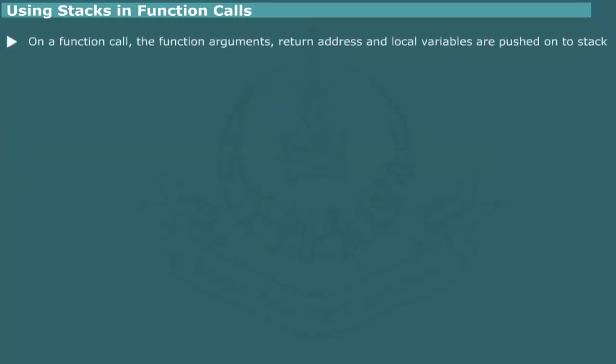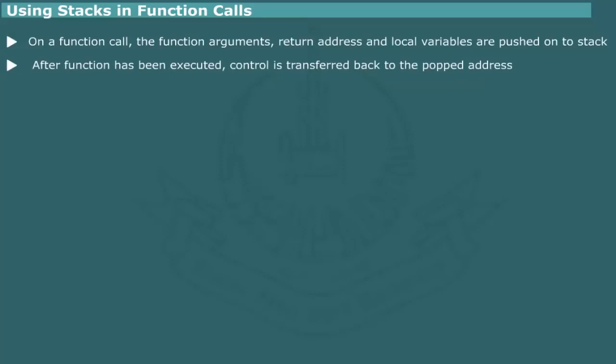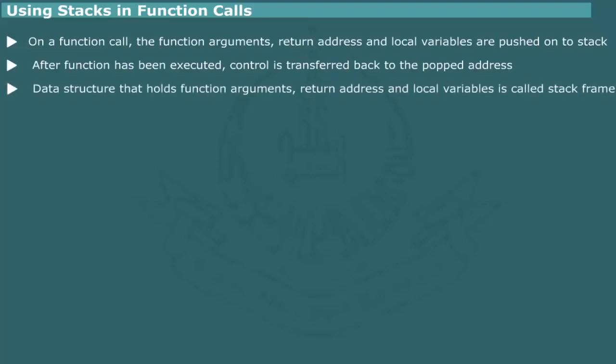When a program or function calls another function, its arguments, the return address, and values held by the local variables are pushed onto the stack. After the called function is executed, the saved data is popped off the stack and control is transferred to the popped address. A data structure that holds the function parameters, local variables, and the return address is commonly known as a stack frame. Almost all compilers for high-level programming languages make use of stack frames to process function and subroutine calls.